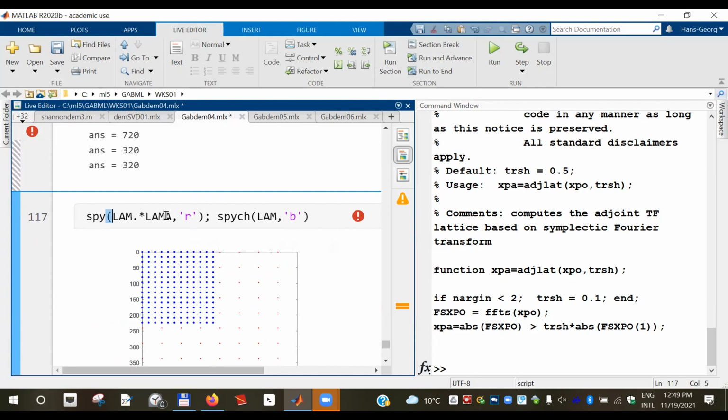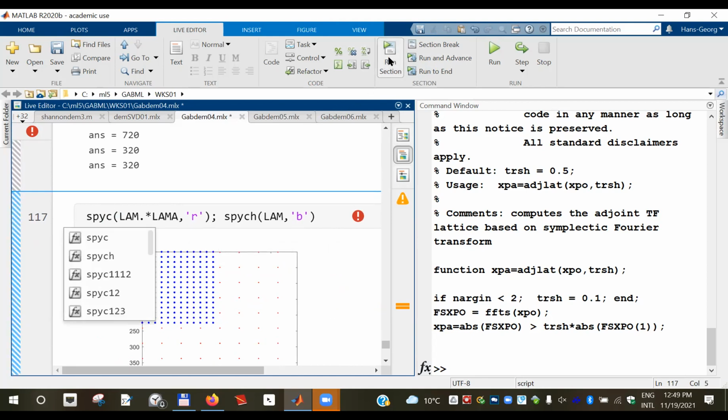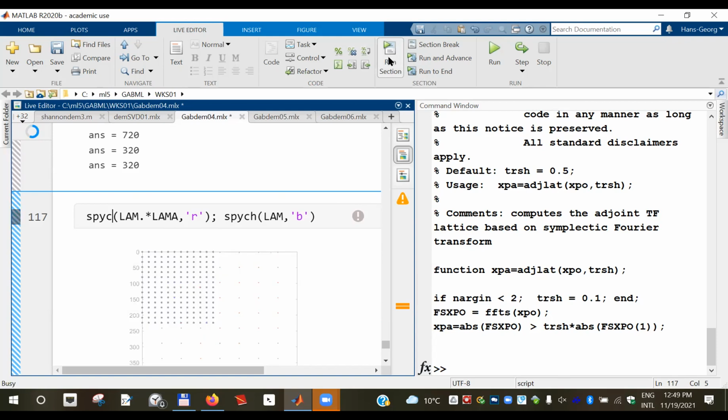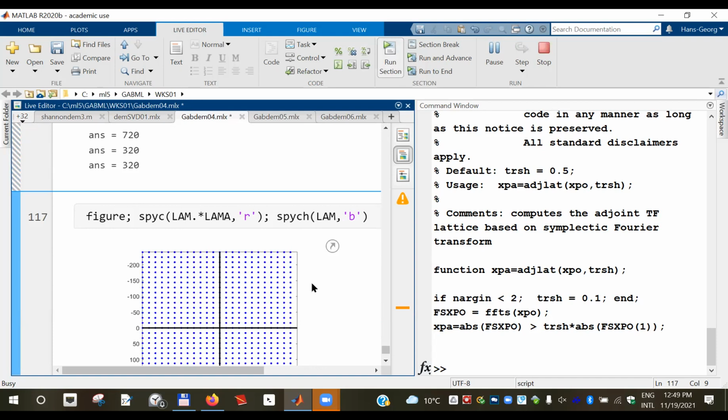Yeah, there is a stupid typo here. I should both use with spine. Maybe I should even do a figure so that it's not. Yeah. You see, it's trying to plot into the old figure because hold is on. So the spy is spy in a centered way with the hold on, because I don't want to remove the old one.